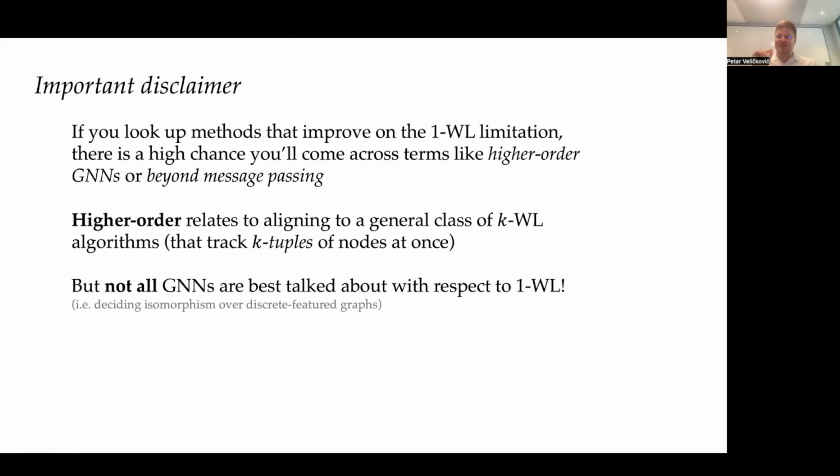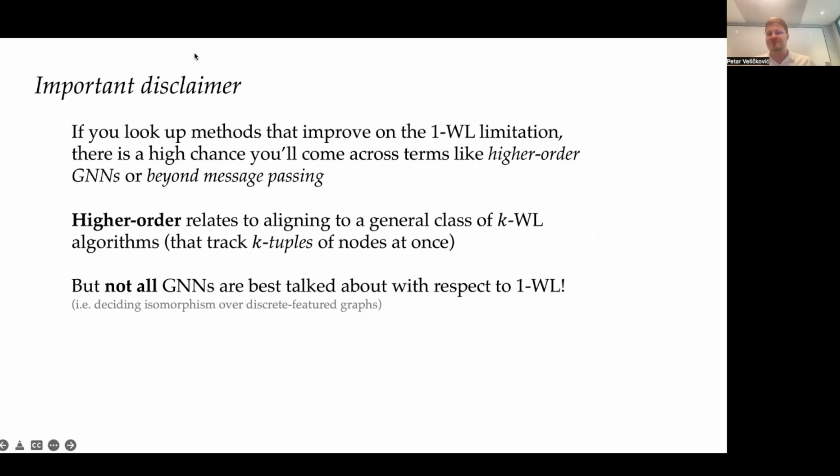That means that we're keeping representations on nodes, which is like one tuple of nodes, but it's only a special case of a more general class of Weisfeiler tests, the KWL, which track representations for K nodes at once. So pairs of nodes, triplets of nodes, and so on. But not all graph neural networks are best talked about with respect to the Weisfeiler test, which, as we said at the beginning, means you're deciding isomorphism over discrete featured graphs.